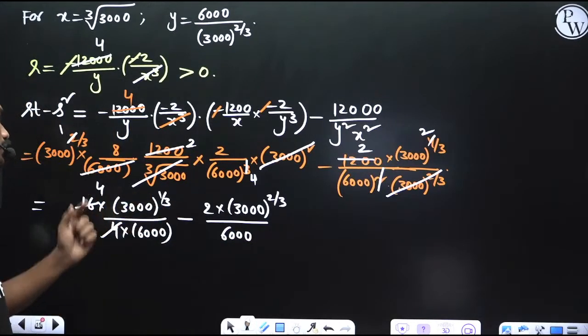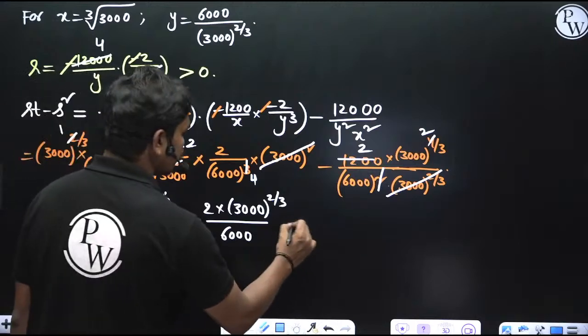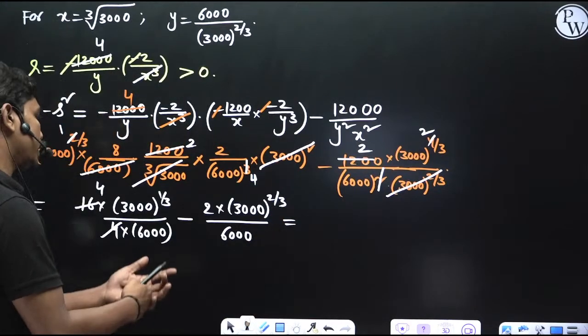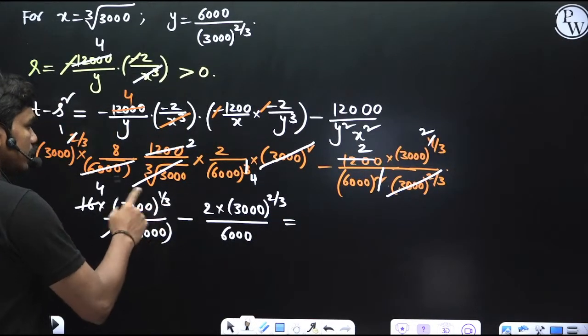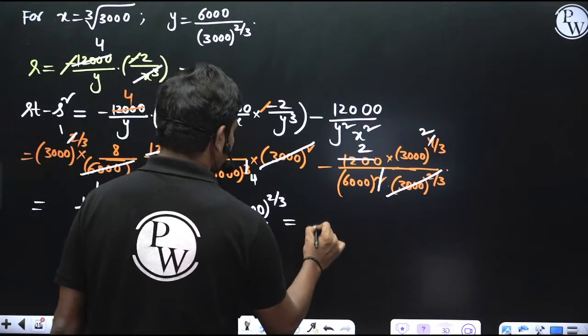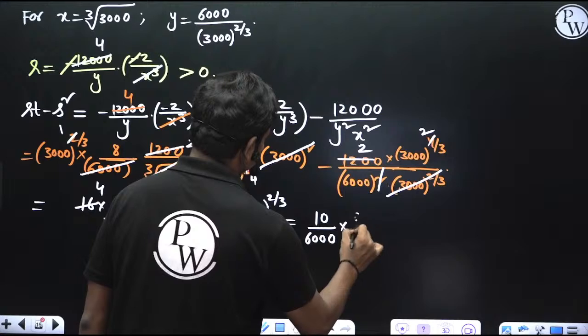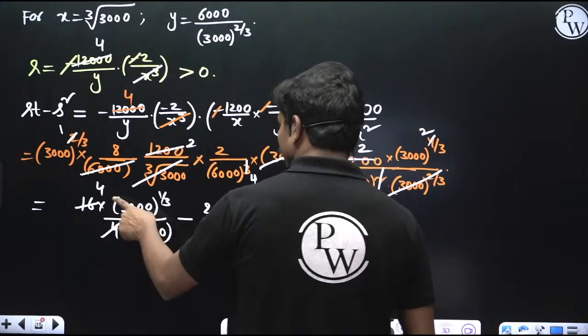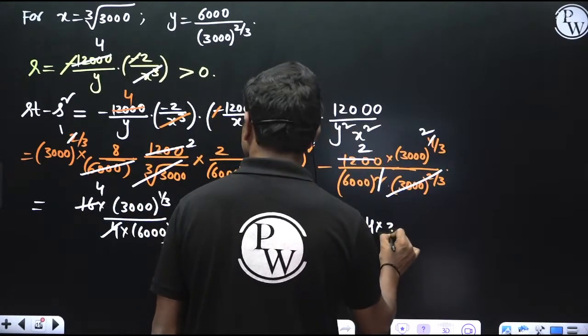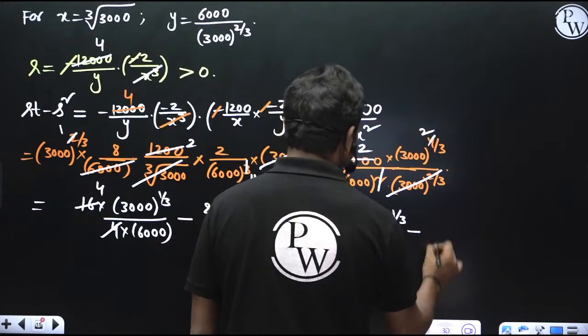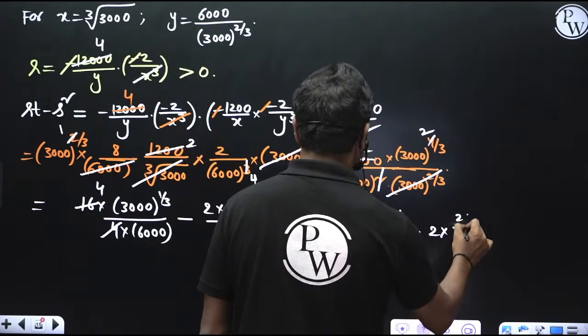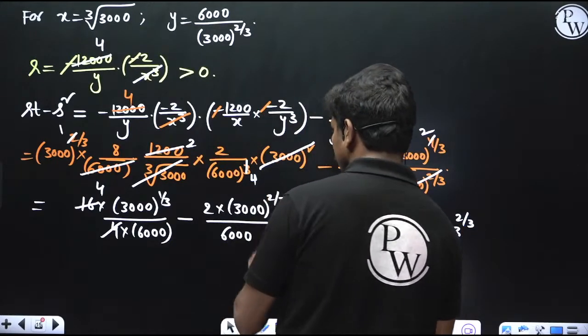Because if you take 1 by 3 outside, then we have 4 times 10 divided by 6000, because the cube root of 1000 is 10. So 4 into 3 power 1 by 3 minus 2 times 3 to the power 2 by 3 into 10 square is actually what you have.